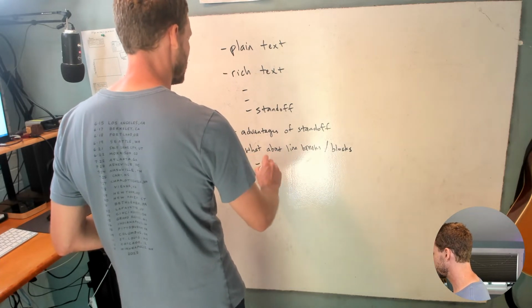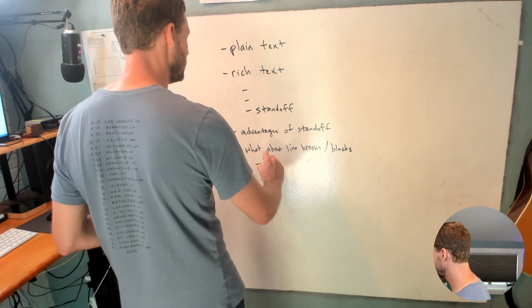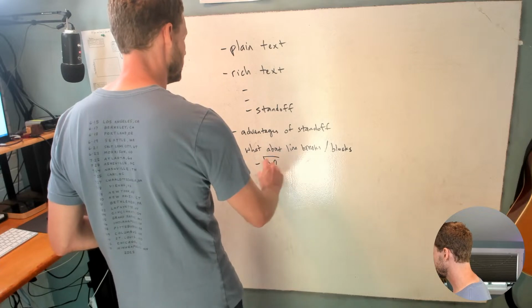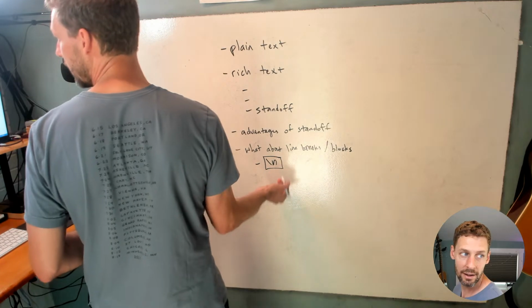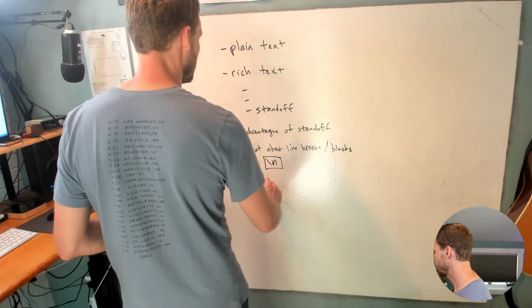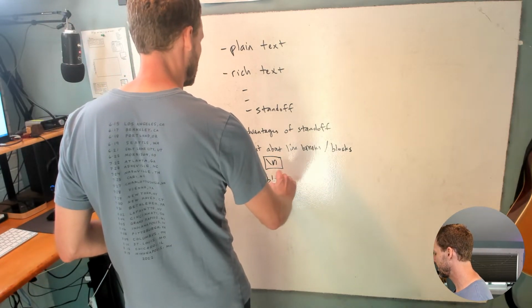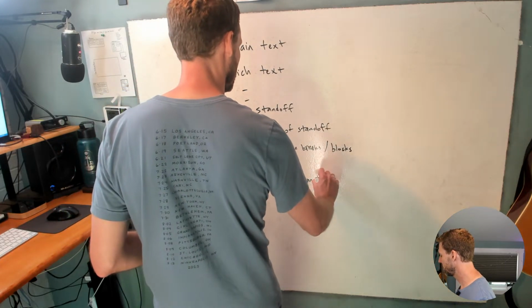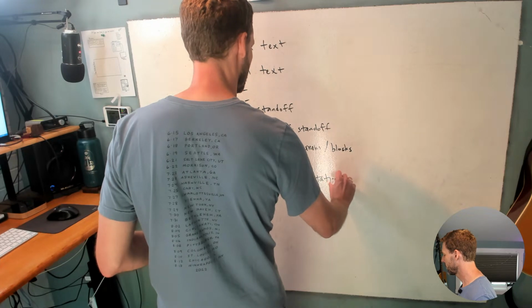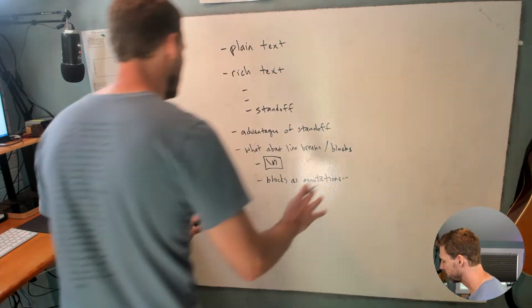And so I think there we would start really simply, motivating with: this is a new line character. If you embed this into plain text, you get a new line. But there's other ways of representing things, like blocks as annotations. So that would be one.